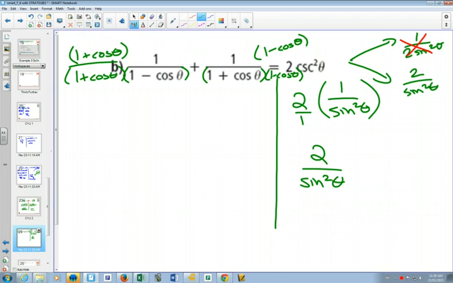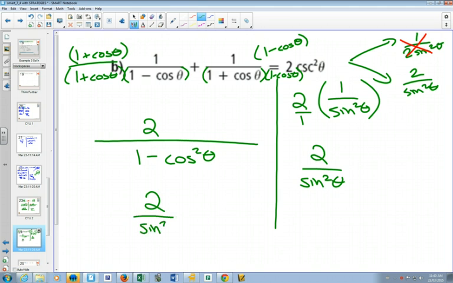Now, the bottoms, again, are conjugates of each other. And when you multiply conjugates, you get a difference of squares. So my bottom will become 1 minus cos squared theta. On the top, I'm going to have 1 plus cos theta times 1, and then 1 minus cos theta times 1, and I'm going to add those together. Well, 1 plus 1 will give me 2, and then cos theta plus a negative cos theta, those will cancel out. I'll just have 2 left on the top. Then you see some squared ones. Look for your Pythagorean identities. 1 minus cos squared is sine squared. And we are done.